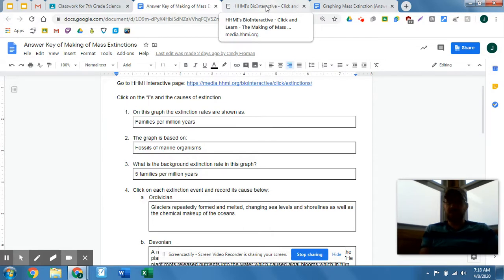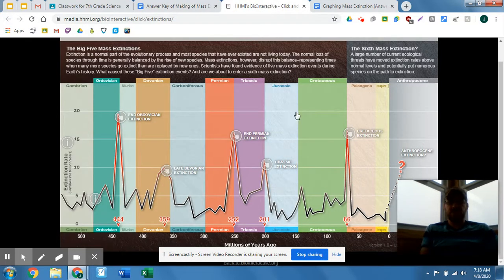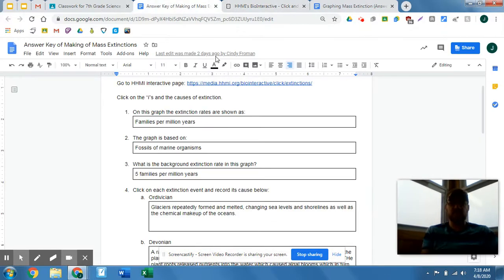We were using this interactive graph where you could click on stuff for the first couple questions on the first worksheet. So the extinction rate tells you the number of families that go extinct per million years, which was the first question, asking how they show the extinction rate on this graph. The graph is based on fossils of marine organisms.